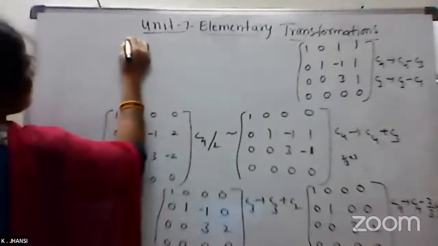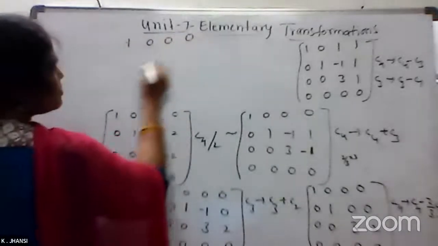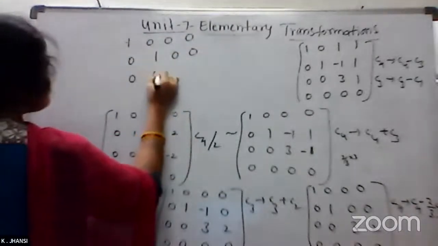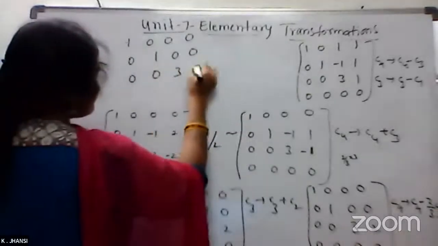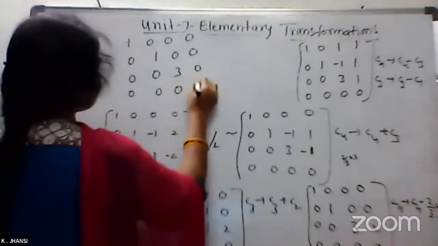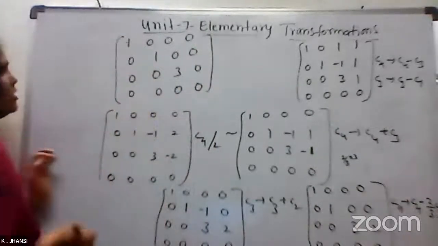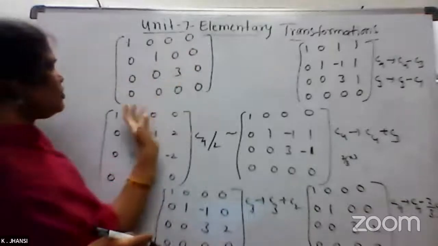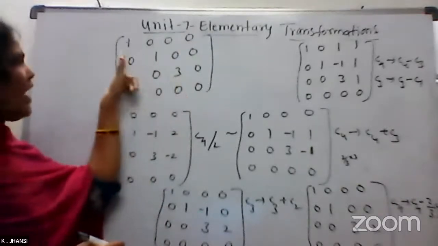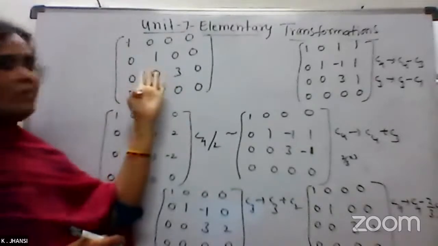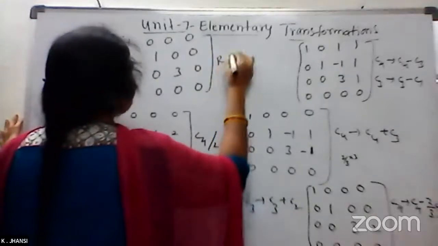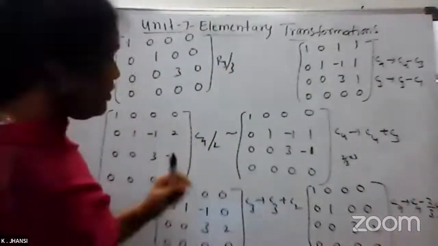So you will get here 1 0 0 0, 0 1 0 0, 0 0 3 here, next this is 0, 0 0 0 0. We have made all zeros. Now what is left is you have to make this 1. Then the identity matrix, you will get the 3 by 3 identity matrix. So that is R3 by 3. So then what will you get?